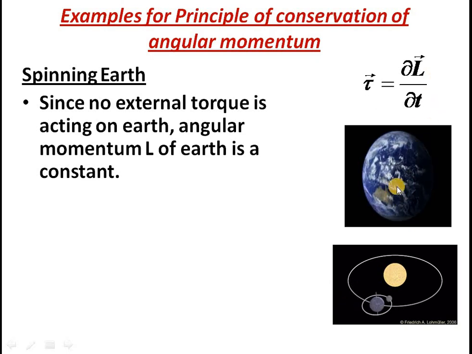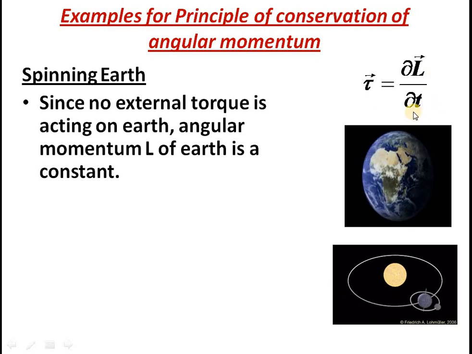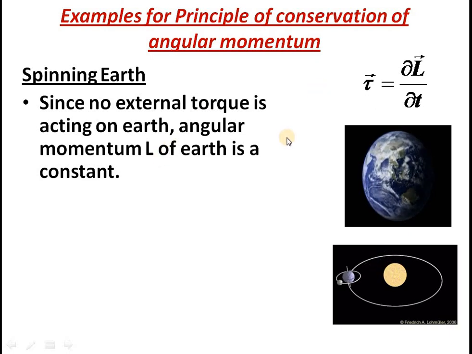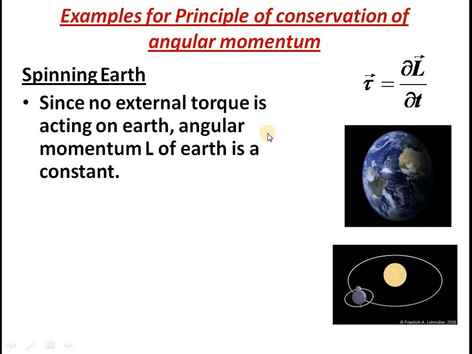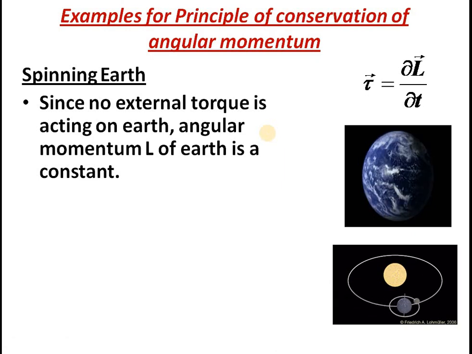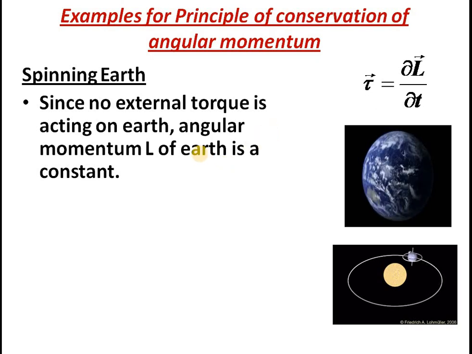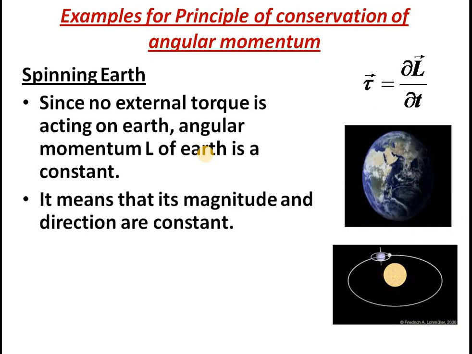So it is inclined at an angle of 23.5 degrees, and the direction is also constant. That shows that the direction is also constant. So both magnitude and direction are constant. This way you can elucidate the idea of angular momentum on a spinning Earth. Understand? The spinning Earth is an example.